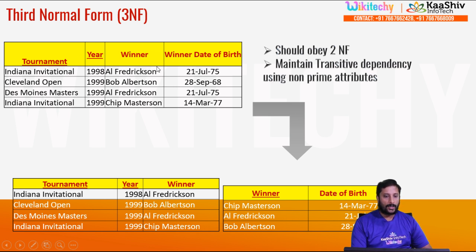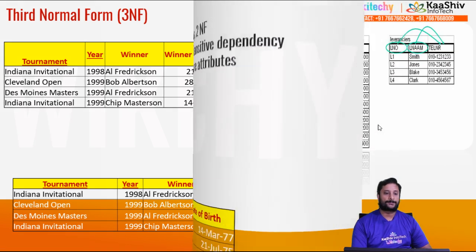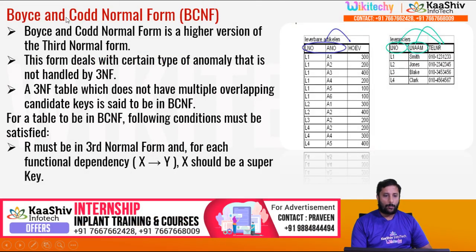So winner and winner date of birth are closely related, move it. So tournament, year and winner, and his date of birth. Because this guy's date of birth is getting repeated, remove it. So it should obey third normal form, removing transitive dependency on non-prime attributes. That's the definition. Let's move on to the Boyce-Codd normal form.